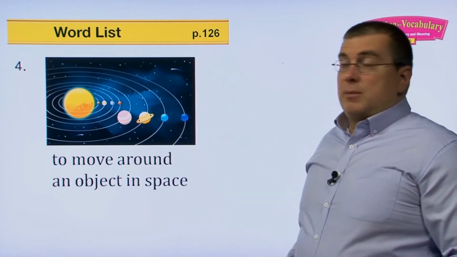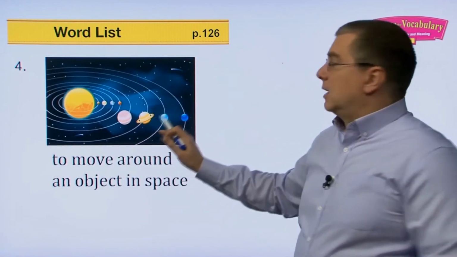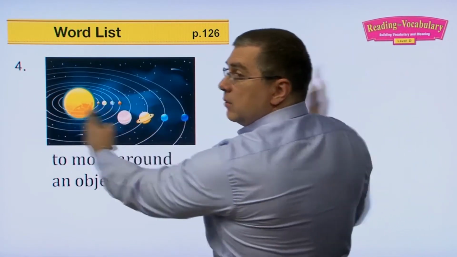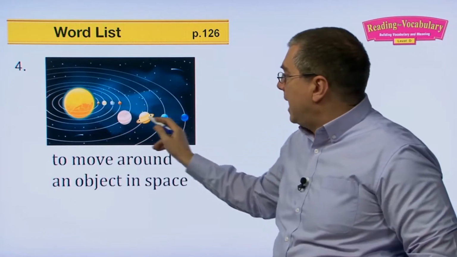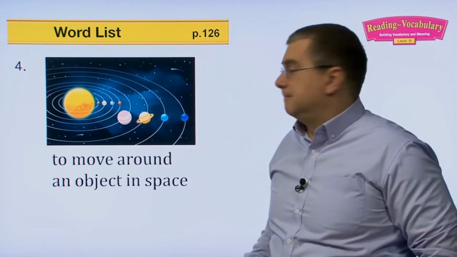Maybe you've seen this picture before. It's not to scale, right? If it was to scale, it would be too big. We couldn't show it here. But this shows the sun and all the planets around the sun.